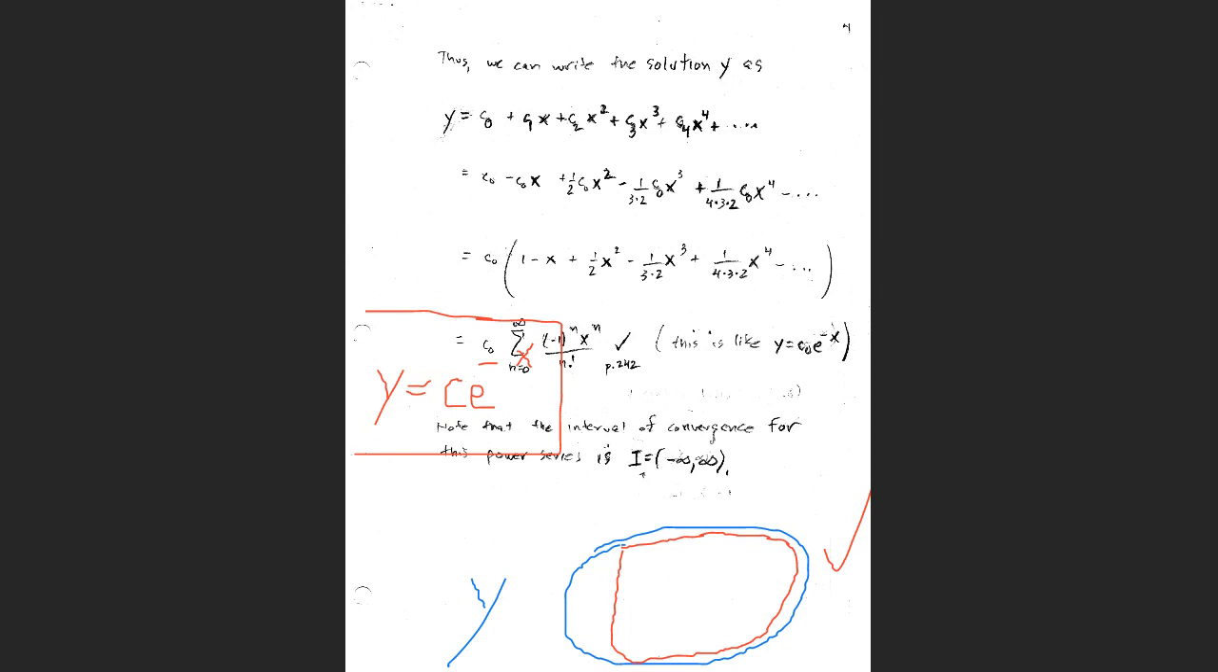We just have it written in terms of a power series. And we'll note that the interval of convergence for this power series is also from negative infinity to infinity. Okay, let me give you a moment to copy that down. Let me know if you have any questions.